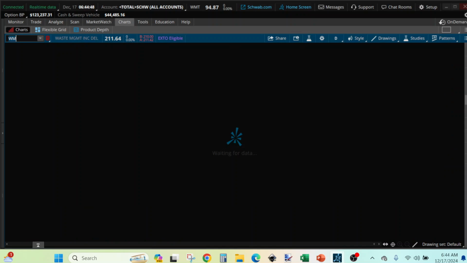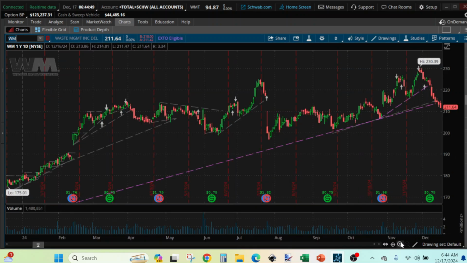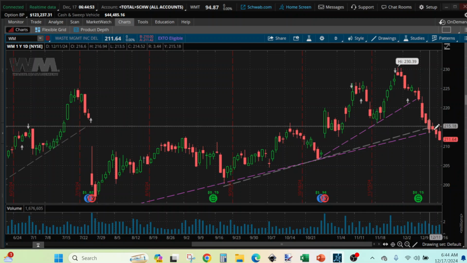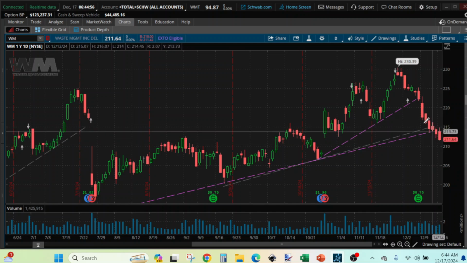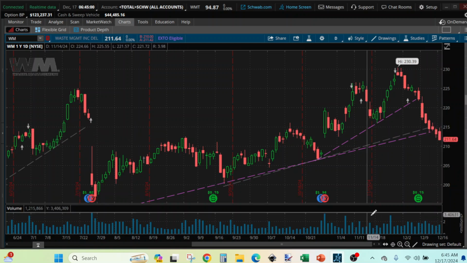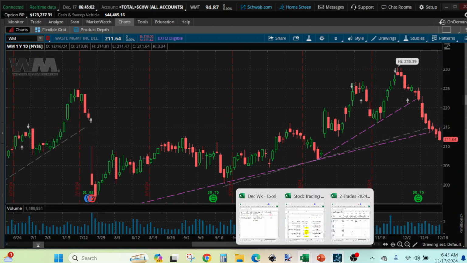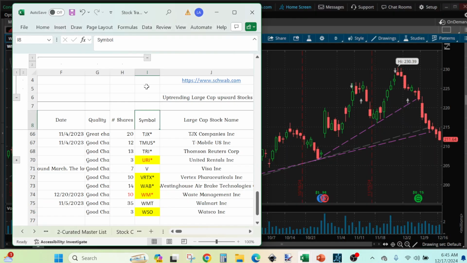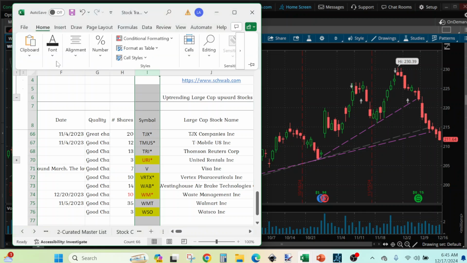WM pulled back as well yesterday. At the time I was checking the chart, and I didn't buy either. You see, it's going past that line there. Okay, so therefore we are going to come here and we are going to just turn those red to black.